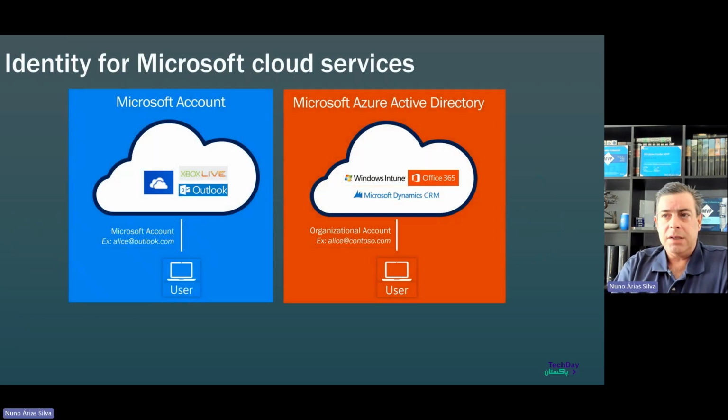There are two kinds of identity for Microsoft. The Microsoft account, normally for personal accounts, such as Xbox, OneDrive personal, Outlook.com, and so on. And also Azure, which is the base of identity for services like Intune, Office 365, Dynamics, and so on. This is your organization or company account.